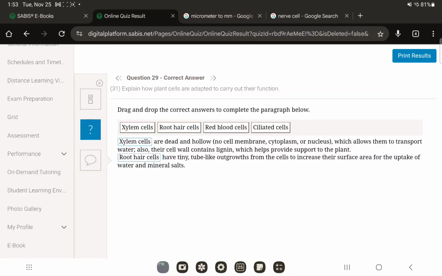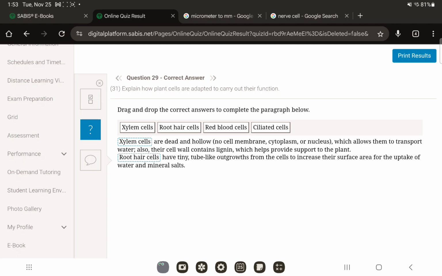Xylem cells are dead and hollow, meaning they have no cell membrane, cytoplasm, or nucleus, and this allows them to transport water. Also, their cell wall contains lignin, which helps provide support for the plant, or helps it keep its shape. And root hair cells.